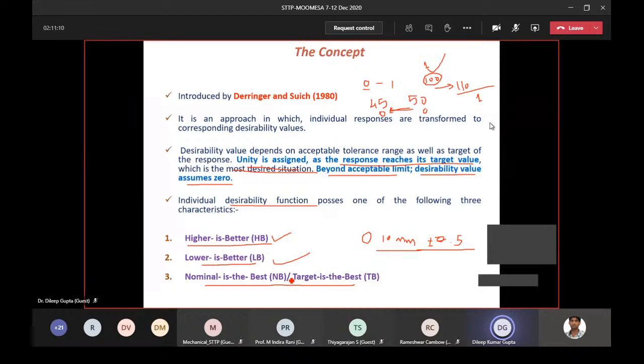So higher is better is simply clear, which we have already discussed. Lower is better is also clear. Now nominal is better means whenever we deal with tolerance and limit conditions, like in the example of the shaft diameter with a particular value of plus or minus 0.5 or 0.05, whatever tolerance limit we are giving. So this is the nominal is better condition.